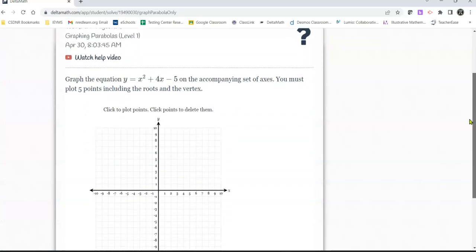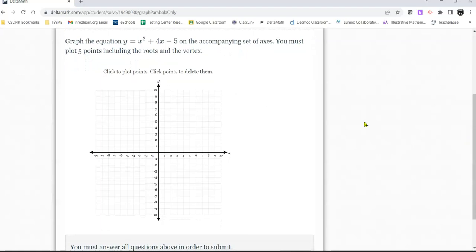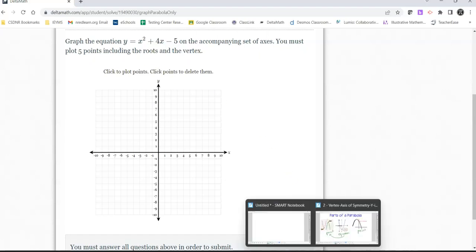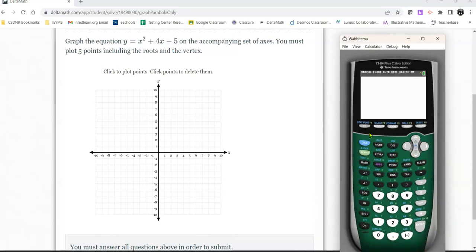All right, in order to graph a parabola, you're going to need to find some points. It says graph the equation x squared plus 4x minus 5. You must plot 5 points, including the roots and the vertex. So why don't we open our graphing calculator here. Let's turn it on, and let's enter this equation into our y equals button. X squared plus 4x minus 5.